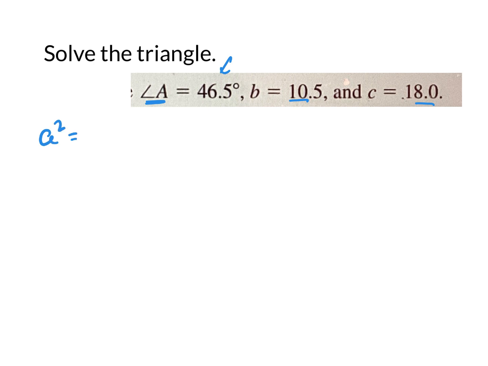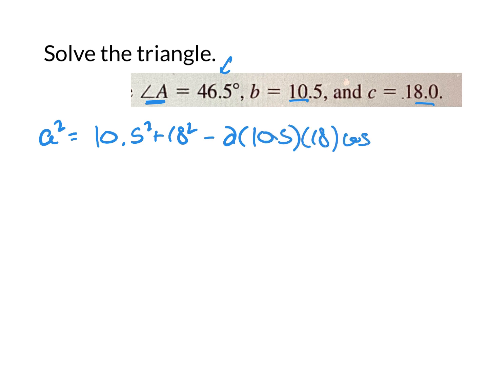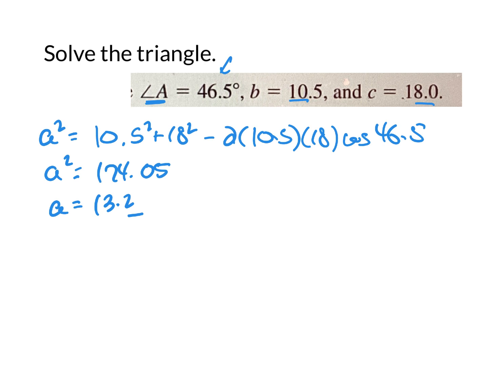So I'm going to do A squared equals B squared plus C squared minus 2BC cosine A, which is 46.5. Now this time, the beauty of this one is I can punch that straight in just exactly how I see that on my calculator. And when I do that, I'm getting 174.05. Now, that's not the answer, that's a squared. To find little a, you gotta take the square root of that. When I take the square root of that number, I'm getting about 13.2. So there's my first answer, it's 13.2.